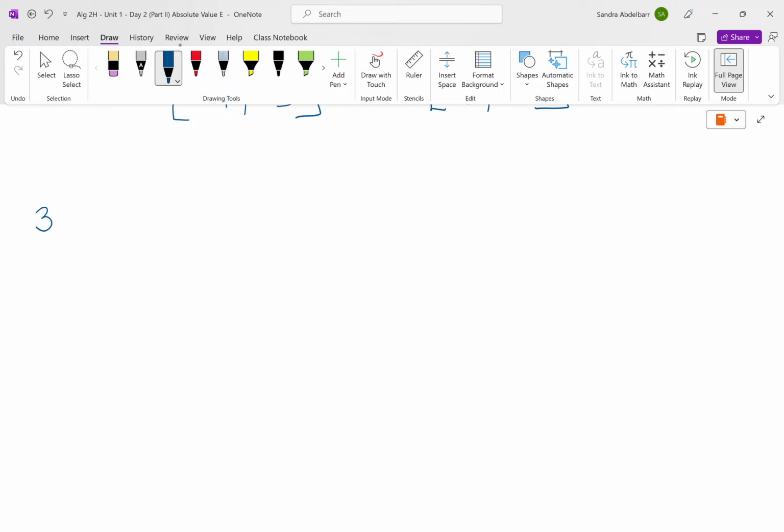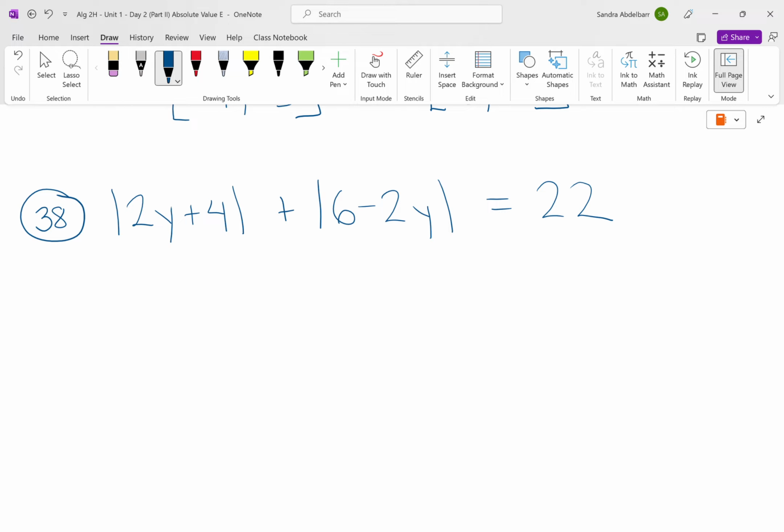Okay, we ready to keep going here? Okay, next one. So we have the absolute value of 2y plus 4 plus the absolute value of 6 minus 2y equals 22.